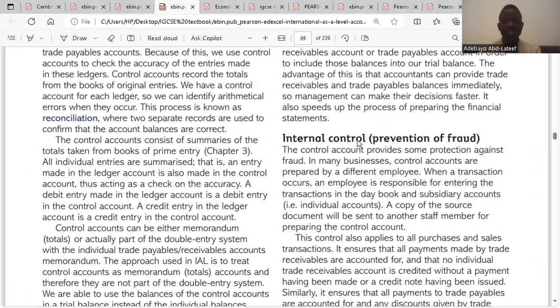We have a control account for each ledger, so we can identify arithmetical errors when they occur. We use control accounts to reconcile, whenever we feel like there's an error in our ledgers. We have two types of control accounts: the trade payable control accounts and the trade receivables control accounts.